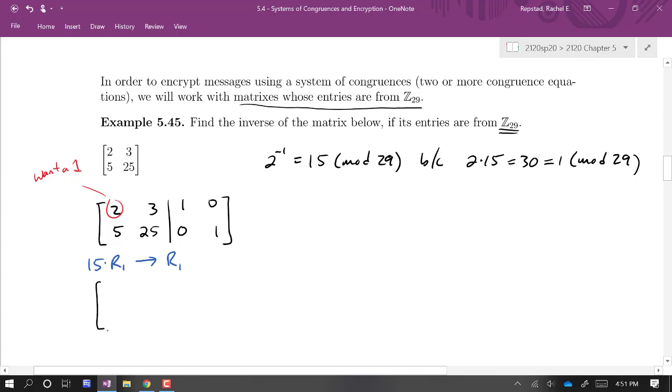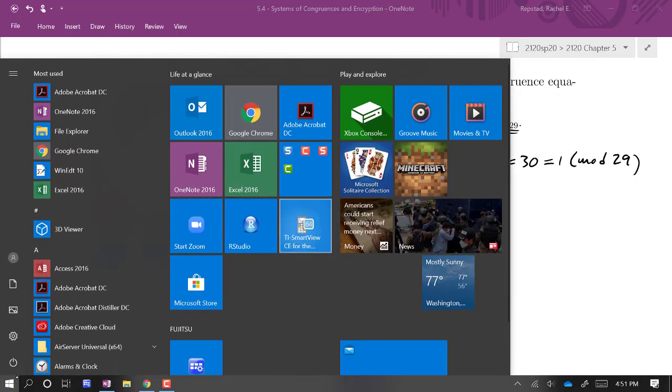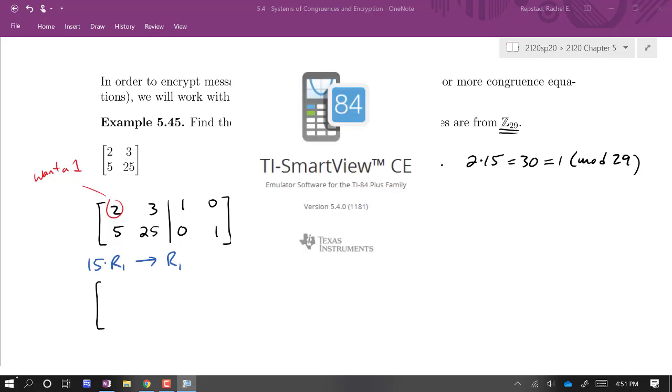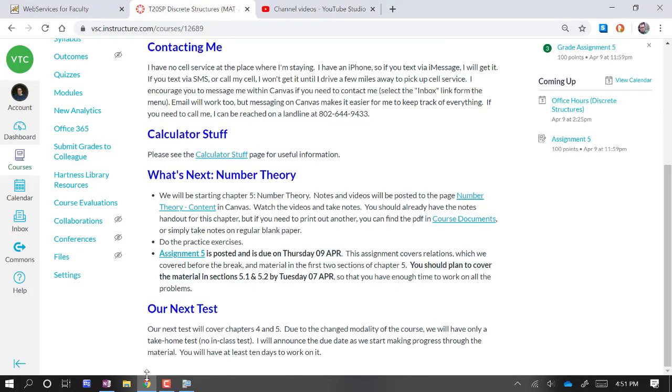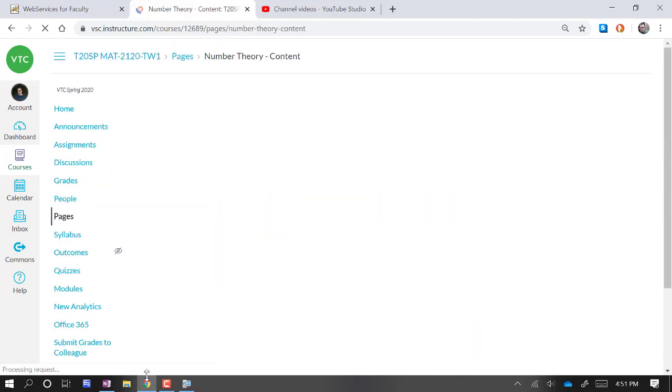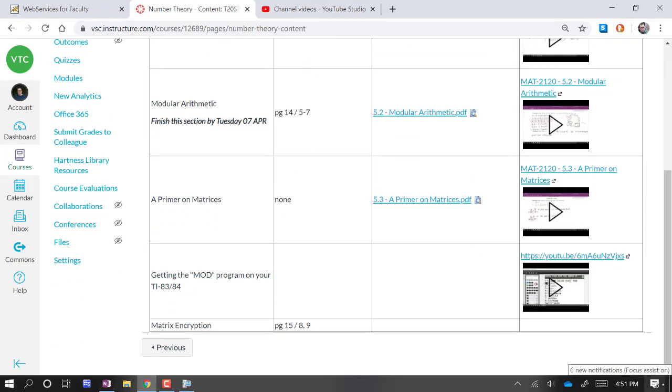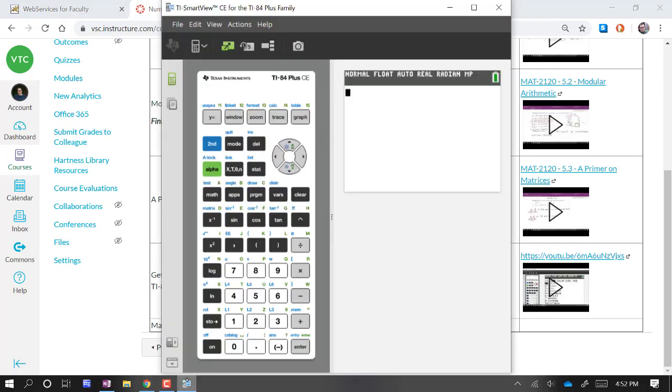Now, when I do this, I'm going to pull up a program on my calculator. If you have a TI 83 or 84, you should put this program on your calculator. If you go to Canvas, there's a short video that's less than 6 minutes long, and it will show you how to input this program onto your calculator. If you don't have a TI 83 or 84, you can use an app online like Wolfram Alpha. You can find inverses mod n on Wolfram Alpha.